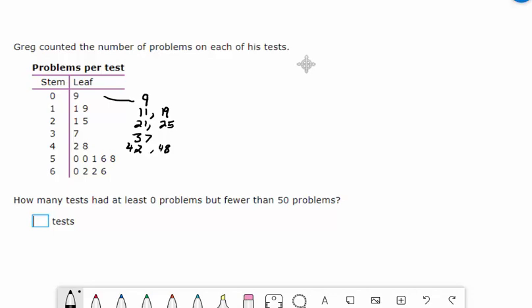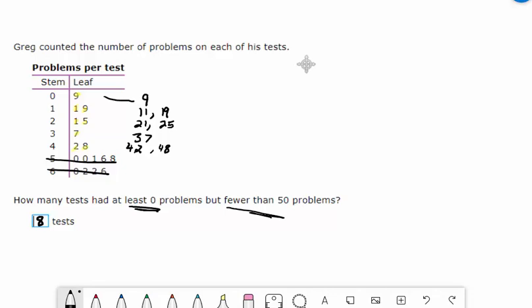So the question said, how many tests had at least 0 problems, but fewer than 50? So we're not going to count these because those are bigger than 50, and there's nothing that's smaller than 0. So at this point, I can just count up. I got 1, 2, 3, 4, 5, 6, 7, 8. So my answer would be there are 8 tests that have at least 0 problems, but fewer than 50.